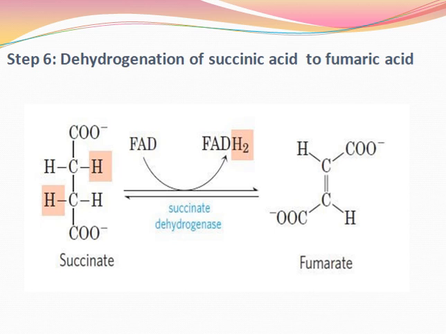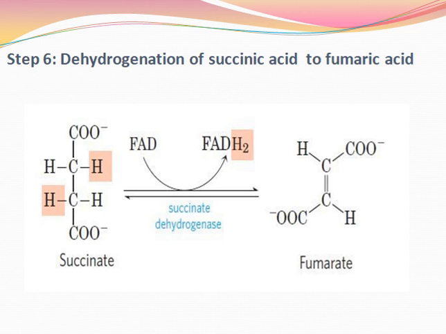Then step number 6, dehydrogenation of succinic acid to fumaric acid. The succinic acid loses 2 atoms of hydrogen to form fumaric acid by the enzyme succinic acid dehydrogenase. The hydrogen is transferred to FAD to form FADH2. Succinic acid reaction in total: succinic acid plus FAD, which undergoes the enzyme succinic acid dehydrogenase, produces fumaric acid plus FADH2.